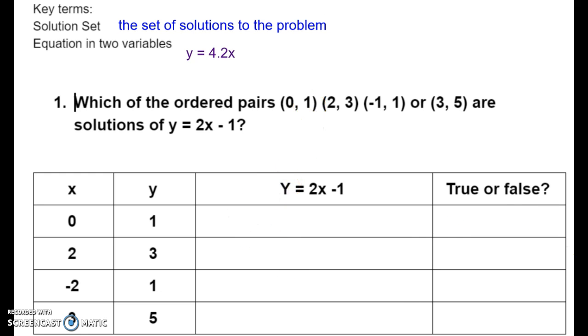Well, then we have to try this. So the equation is y equals 2x minus 1. And so I'm going to use each of these ordered pairs and substitute in. So I want to know if I put in 1 for y and I put in 0 for x and I follow the order of operations, is that going to make those equal? Well, 2 times 0 is 0. 0 minus 1 is negative 1. Is 1 equal to negative 1? No, that's false. You can put F or you can just put an X to let us know that. Try the other ones and see if it's true or not.